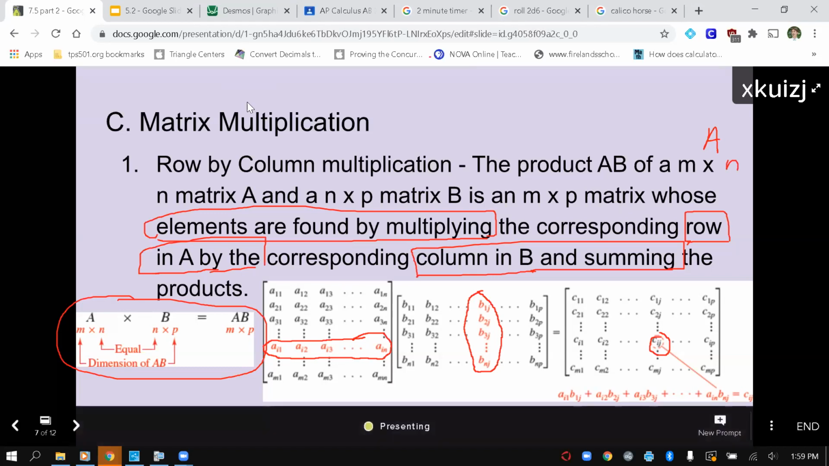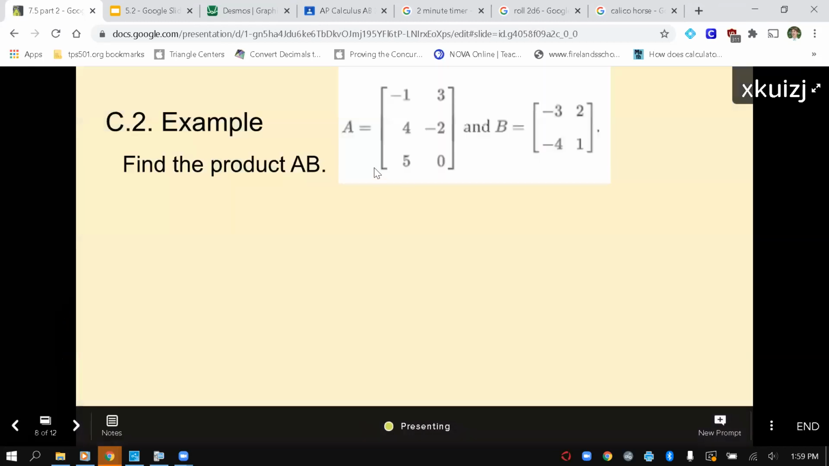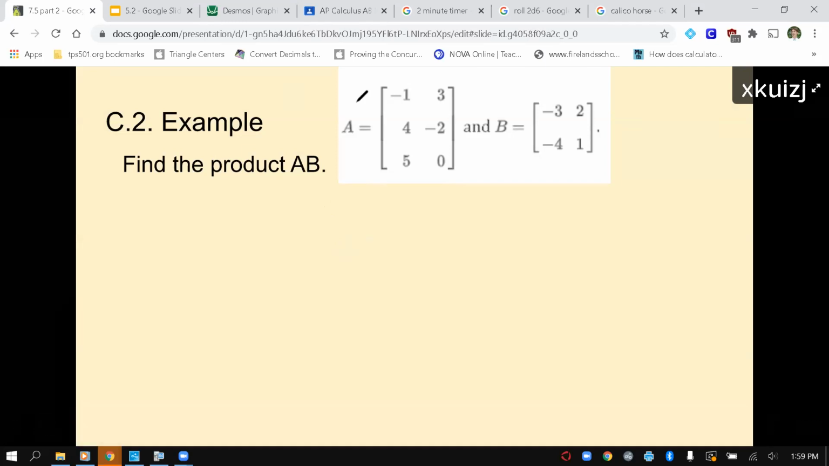Jake? All right. Let's see it in action then. So let's say I have A and B and I want to find their product. The first thing you always do is check the dimensions. A is a 3-row by 2-column matrix. B is a square matrix that is a 2 by 2.